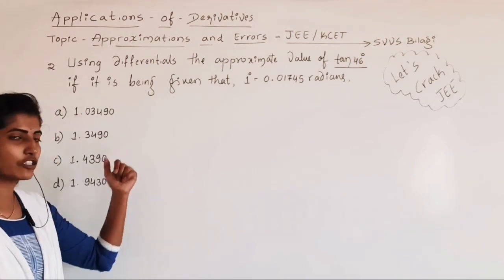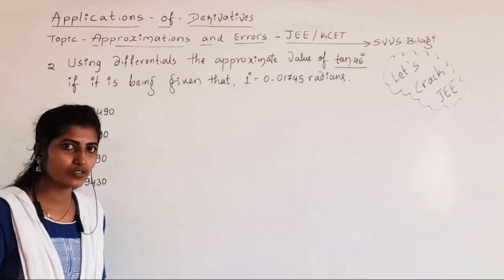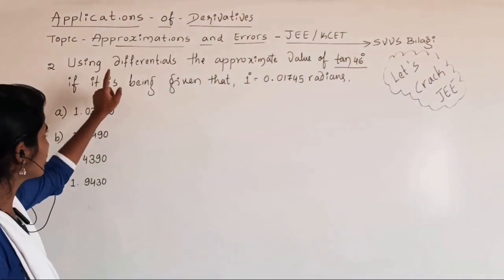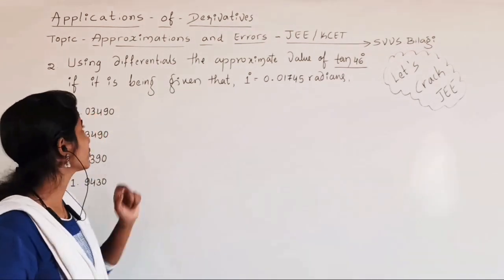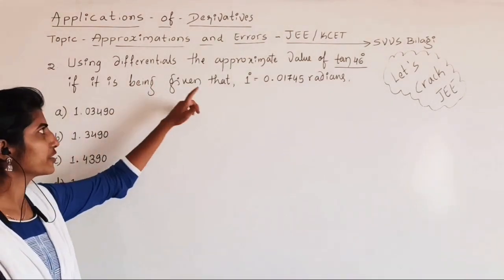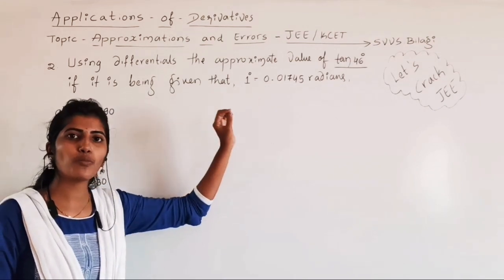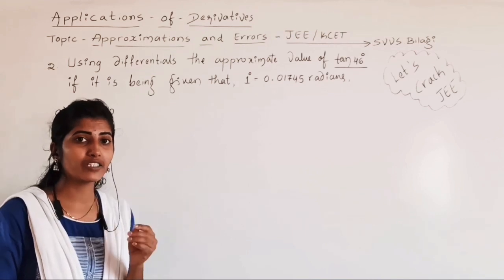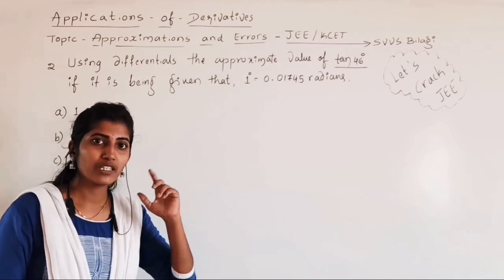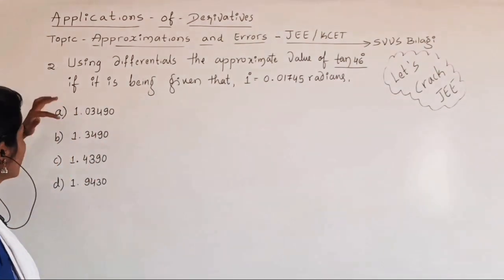Welcome back to my second question of the topic approximations and errors. So here is the question. Using differentials, find the approximate value of tan 46 degrees, given that the value of 1 degree is 0.01745 radians, which you have already learned in your 10th class about degree measure and radian measure, right? So here are the options.